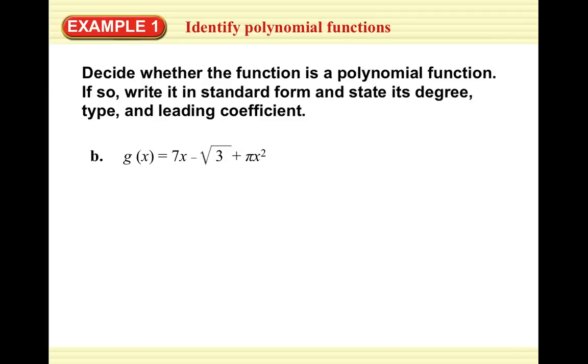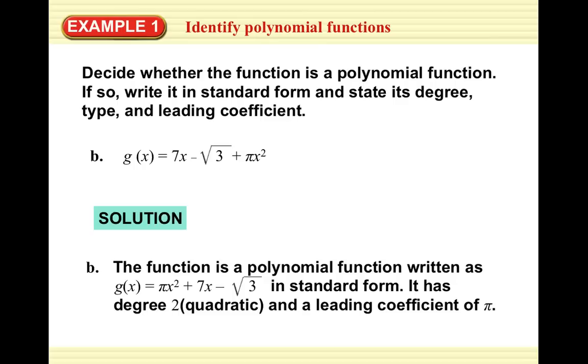All right, next example. This does appear to be a polynomial function, but we need to rewrite it in the proper order. Pi x squared needs to be at the front, plus 7x minus the square root of 3. So it is a polynomial function, rewritten that way. And then it is squared, so it is a quadratic function, so it has a degree of 2 and a leading coefficient of pi, 3.14159, and so on.